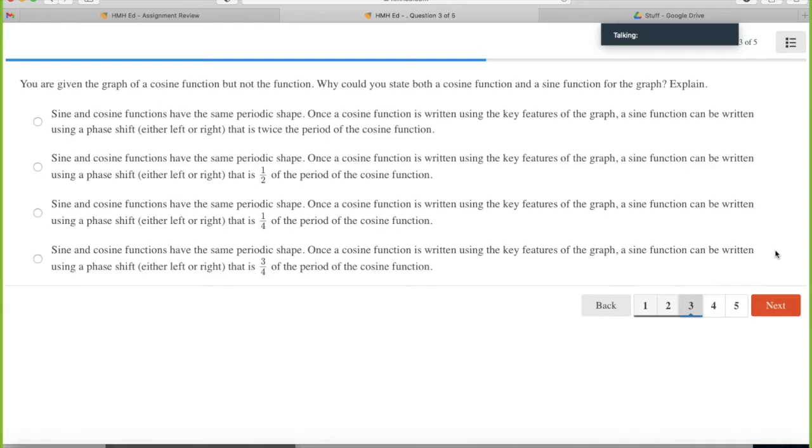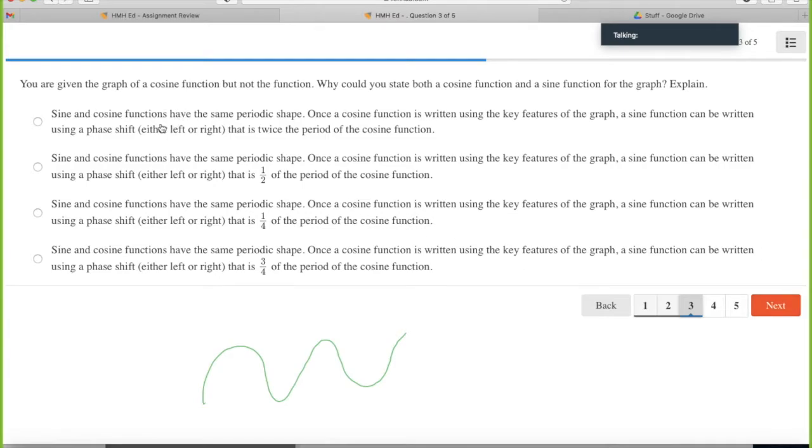You are given a cosine function, but not the function. Why could you state both a cosine function and a sine function for the graph? Explain. So remember, our sine and cosine functions look like that, and they're just kind of shifted of each other.